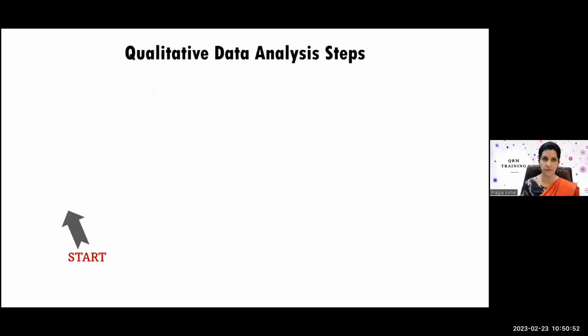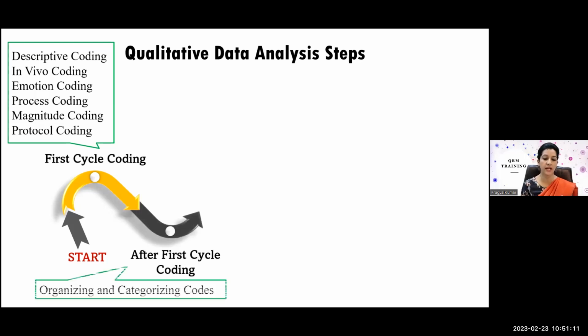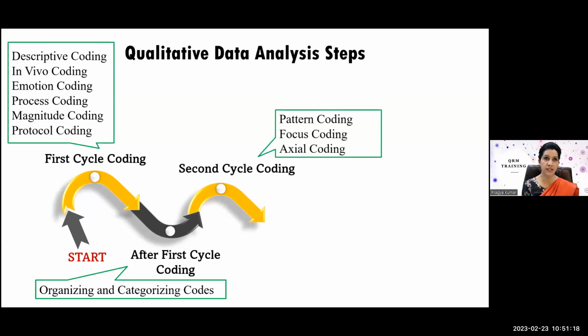So now, to summarize this qualitative data analysis, you have to start with the first cycle coding. We discussed the different first cycle codings: descriptive, in vivo, emotional, magnitude, process, and protocol, which has been written here. I have not told you about protocol coding, but it is also there. After the first cycle coding, you organize and categorize those codes, and then you go to the second cycle coding.